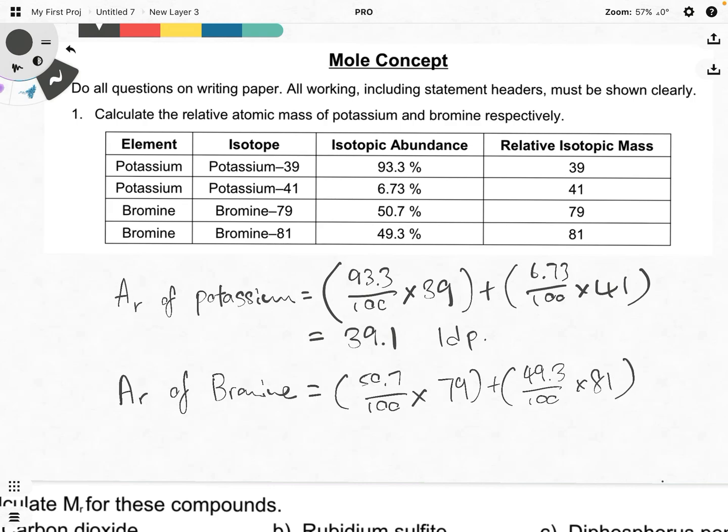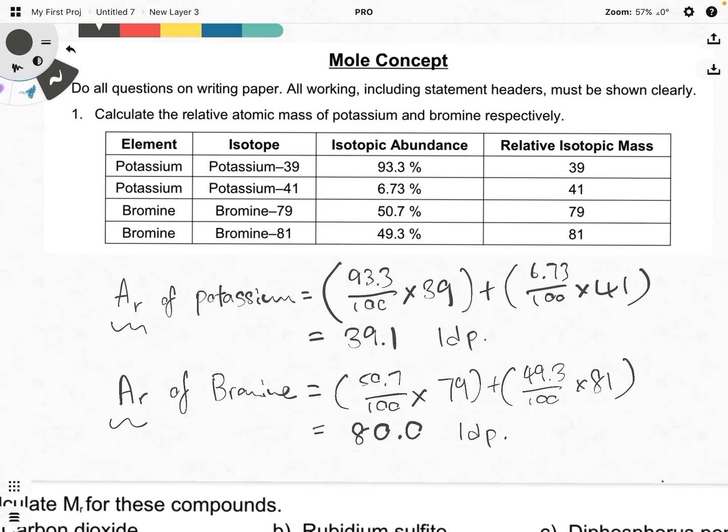So this is how you get the weighted average. The weighted average, that's what relative atomic mass is: the weighted average of all the isotopic masses. Then you will get an answer of 80.0. Leave the answer to 1 dp, 80.0. Again, there are no units involved because we are dealing with relative masses.